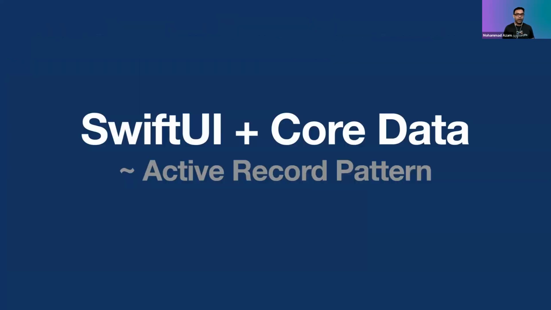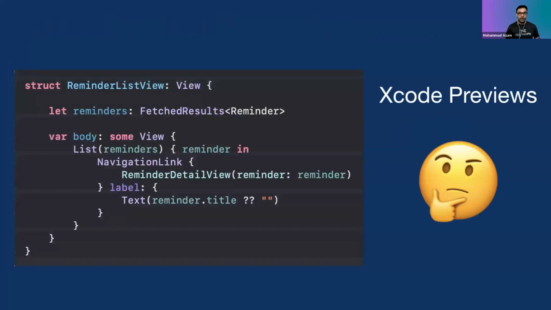So for SwiftUI and Core Data, I ended up using more of an active record pattern. It also helps me with Xcode previews. If you look at this Xcode preview, I'm using the fetch results over here, and this preview is not really going to work correctly because somebody needs to pass in the reminders to it, right? If you see on the second line, the reminder list view will only work if somebody passes in the reminders to it.